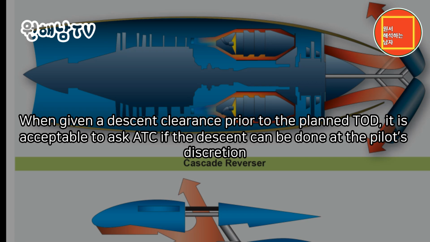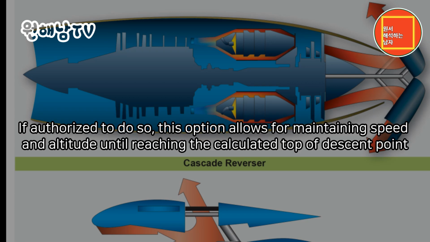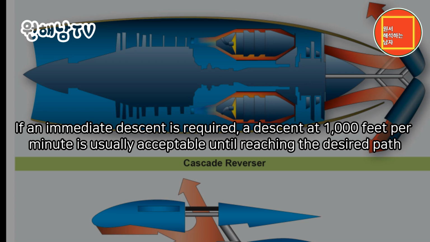When given a descent clearance prior to the planned TOD, it is acceptable to ask ATC if the descent can be done at the pilot's discretion. If authorized to do so, this option allows for maintaining speed and altitude until reaching the calculated top of descent point. If an immediate descent is required, a descent at 1,000 feet per minute is usually acceptable until reaching the desired path.